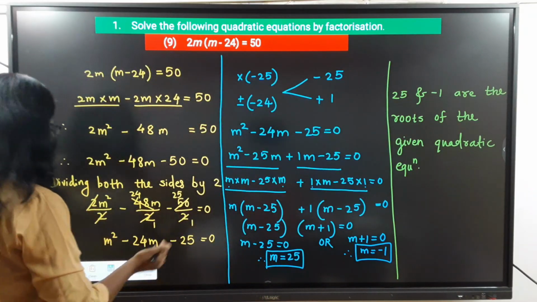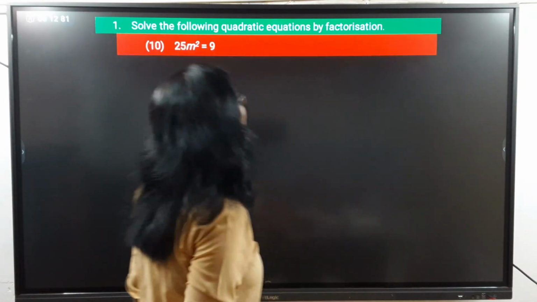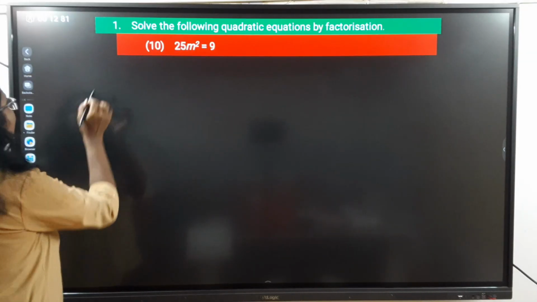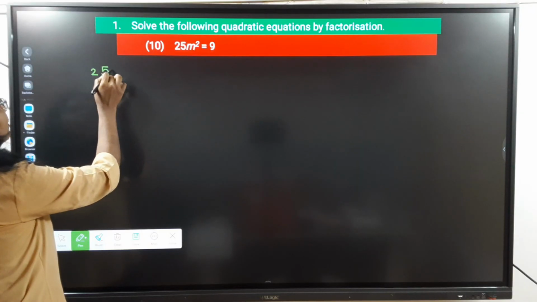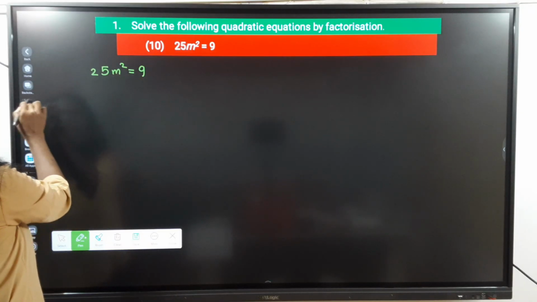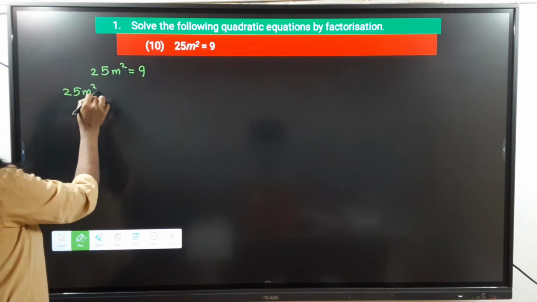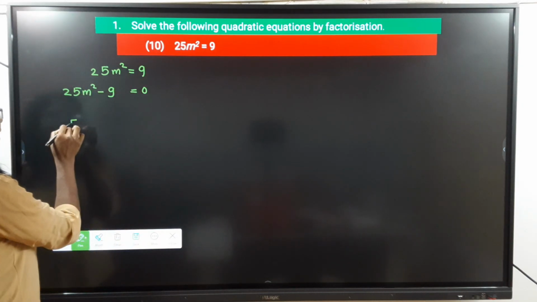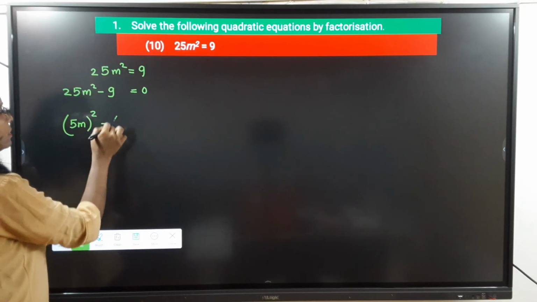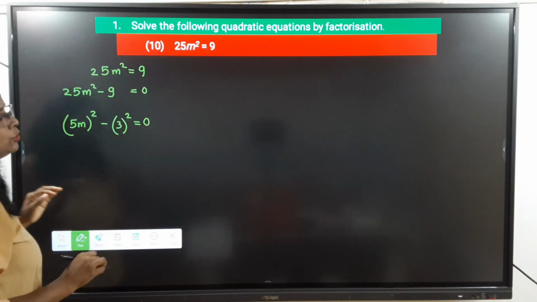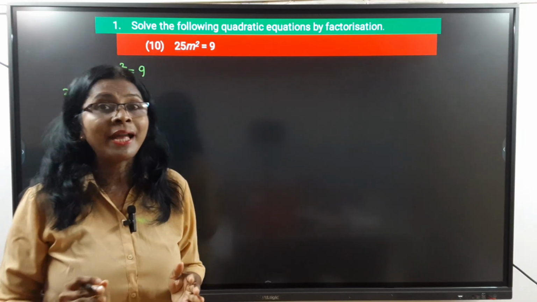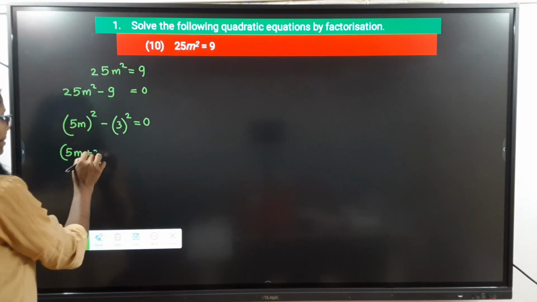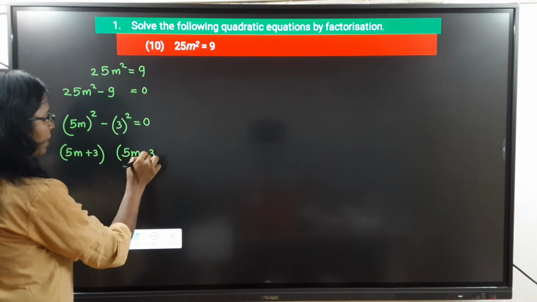Then next example: 25n square is equal to 9. So here first write down 25n square is equal to 9, and that will further simplify to 25n square minus 9 is equal to 0. So here, students, 25n square minus 9 is (5n) whole square minus (3) whole square is equal to 0. So this is in the form of a square minus b square. So now in the first bracket we write 5n plus 3, in the second bracket we write 5n minus 3 is equal to 0.